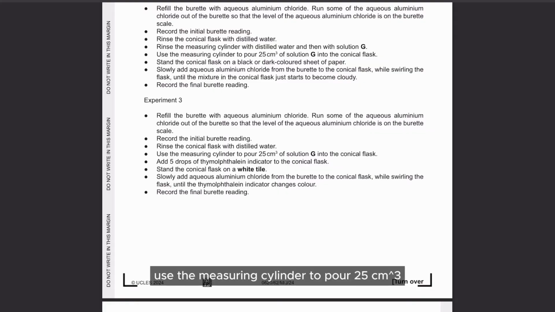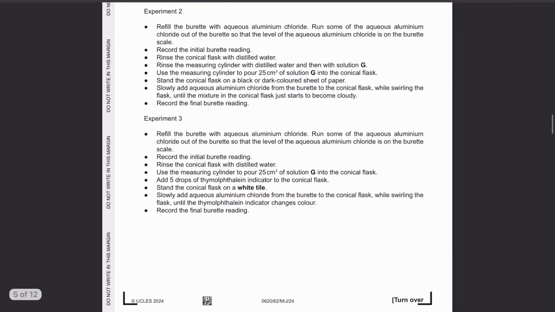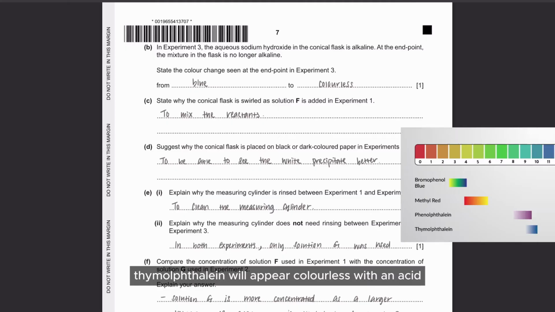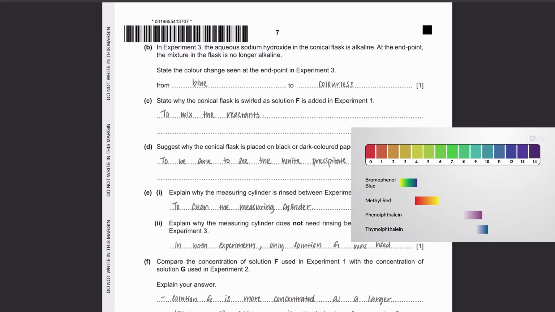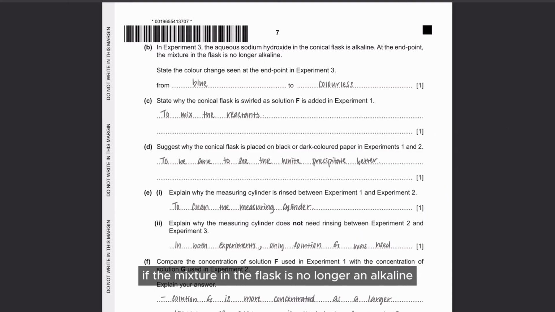Use the measuring cylinder to pour 25 cm³ of solution G into the conical flask and add 5 drops of thymolphthalein indicator to the conical flask. Stand the conical flask on a white tile and slowly add aqueous aluminum chloride from the burette to the conical flask while swirling the flask until the indicator changes color. So this color change will go from blue to colorless. The indicator will appear colorless as an acid and only shows blue when it's an alkali. Hence, if the mixture in the flask is no longer alkaline, it will turn colorless.